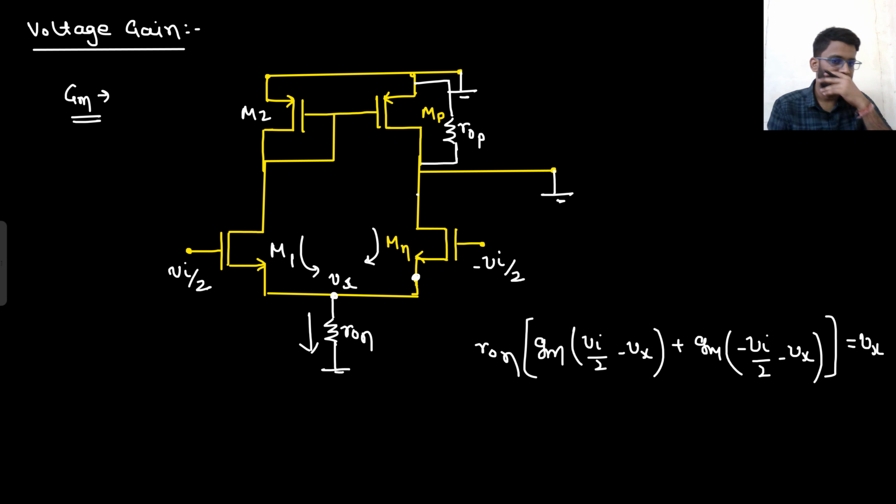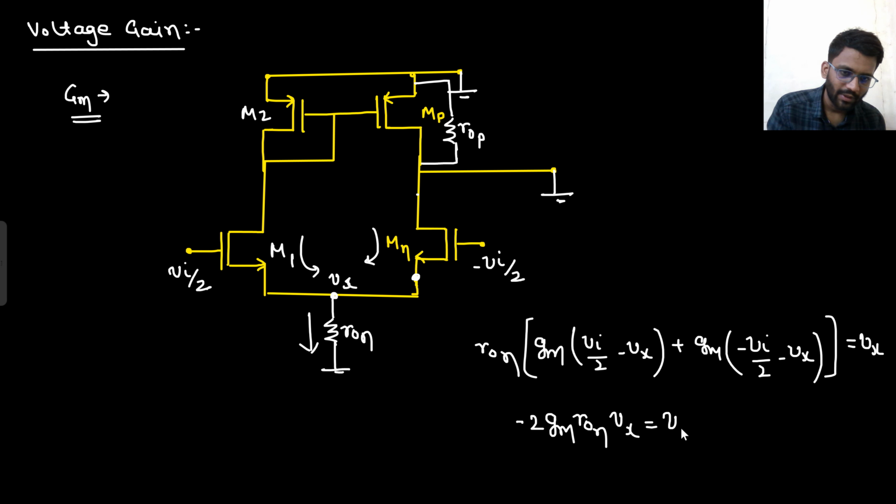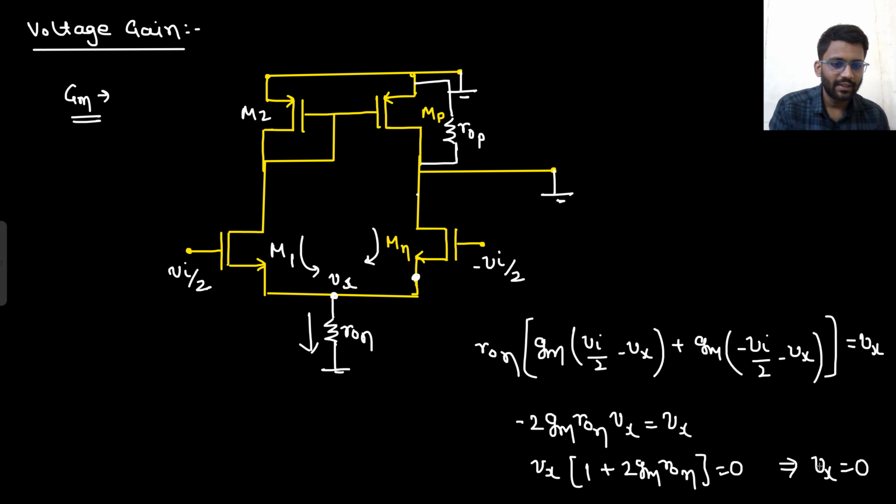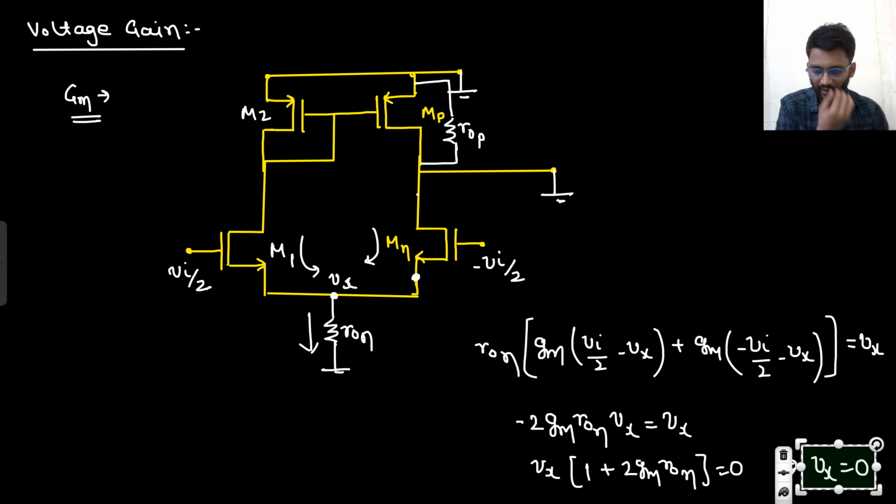Now if you solve this particular expression, what will happen? Gm Vin by 2 and minus Gm Vin by 2 will be cancelled. So it will be minus 2 Gm R0 n Vx equals to Vx. So from here you are getting Vx times (1 plus 2 Gm R0 n) equals to 0. So basically your Vx potential is becoming 0 only. So luckily you are getting Vx equals to 0 here.